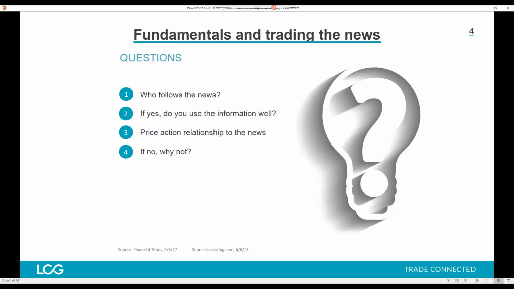So here are some questions worth asking yourself. Do you follow the news? If yes, do you use the information well? And do you use price action and do you understand its relation to the news? If not, why not? These are questions we're looking to address here. Of course, you can follow the news, but if you're not making use of it, then what's the point? You may as well save your time. Do you understand how the price actually relates to the news? I'm hoping to clear that up in today's webinar.